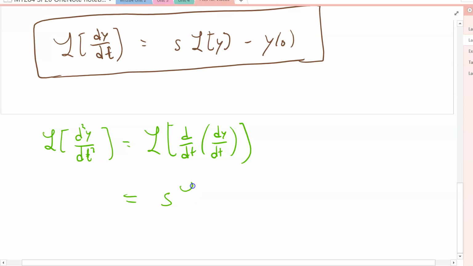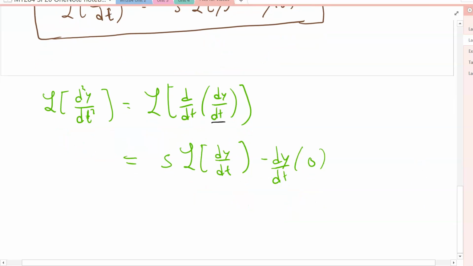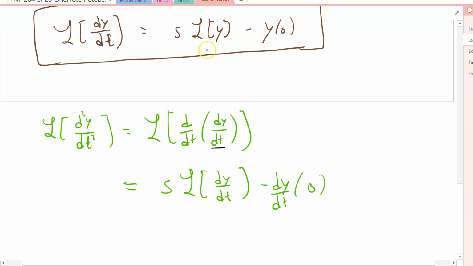It's going to be s times the Laplace transform of your function, because now we're thinking about dy dt playing the role of y up above, minus your function evaluated at 0. Well, what's our function? Our function is dy dt. So we have to evaluate that at 0. And our function inside of here is also dy dt. Now we're going to apply the fact again. So essentially what we're going to do is take this result from up above and plug it in down below, in for the Laplace transform of dy dt.